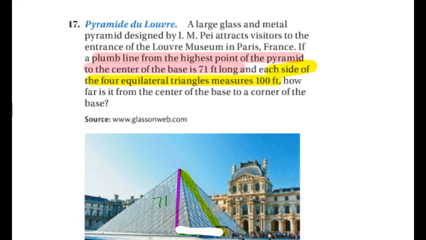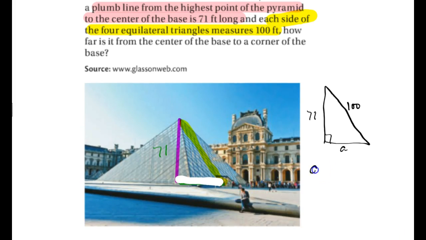So I'll pop out this triangle in here, which I think we've created. And let's label this triangle. We know this is 71. We know that each side is 100, and I'm trying to find, we'll call this A. So I will use my formula, a squared plus 71 squared equals 100 squared. A squared plus 5041 is equal to 10,000.